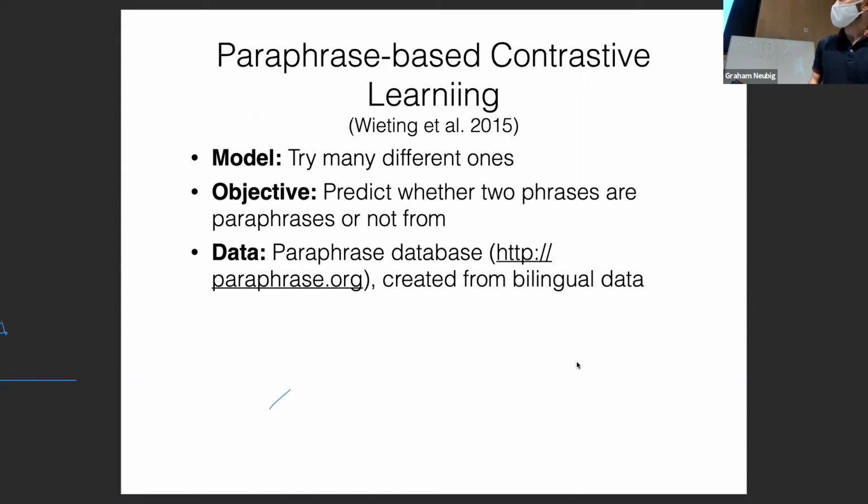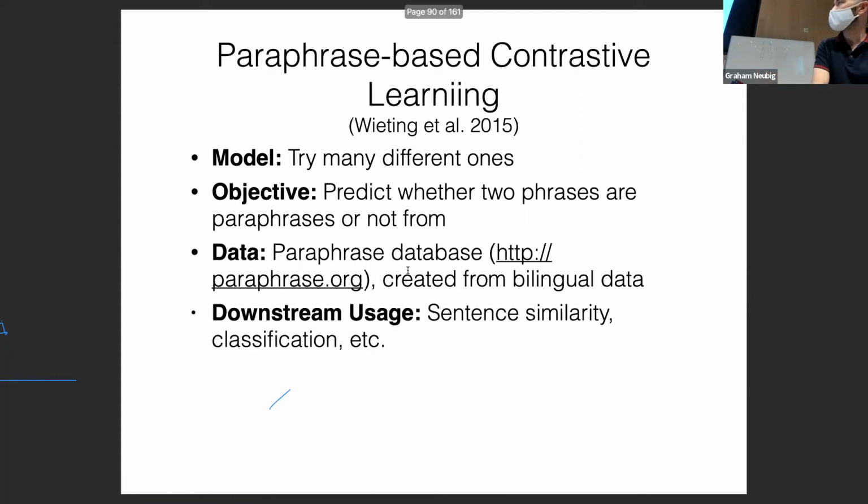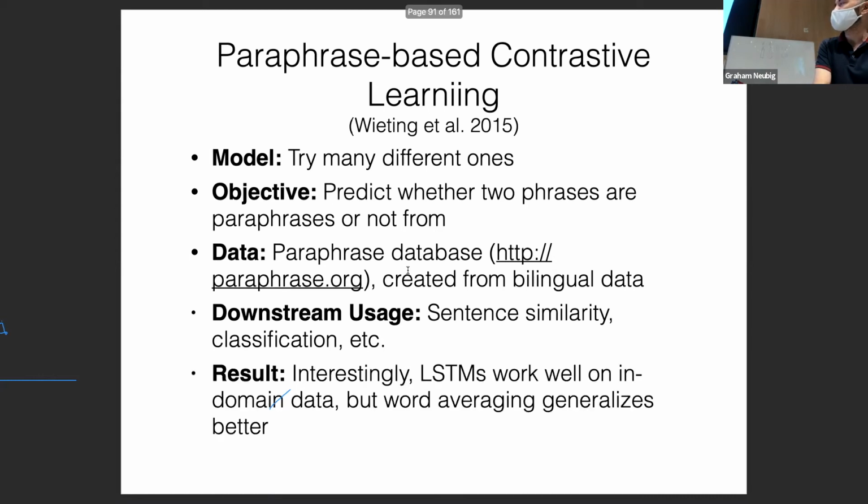However, those words are very different. And if you had a machine translation system that translated John into Jane, that would be a problem, right? So what this method does is basically it has a gold standard list of paraphrases, and it tries to identify which phrases are actually paraphrases of each other and which phrases are not paraphrases of each other. And this can be used downstream for sentence similarity, classification, etc.